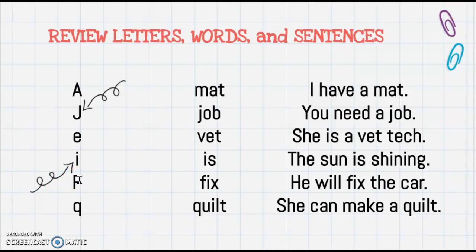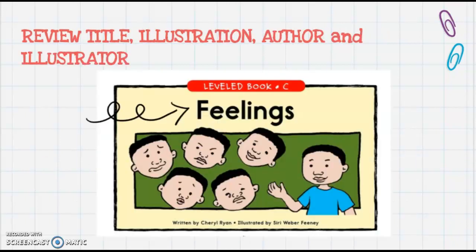Now, point to the group of words. If you pointed to this group of words, good job. Letters come together to form words. Okay, now let's also review the title, illustration, author, and illustrator. You will see that my arrow is pointing to a word that says feelings.